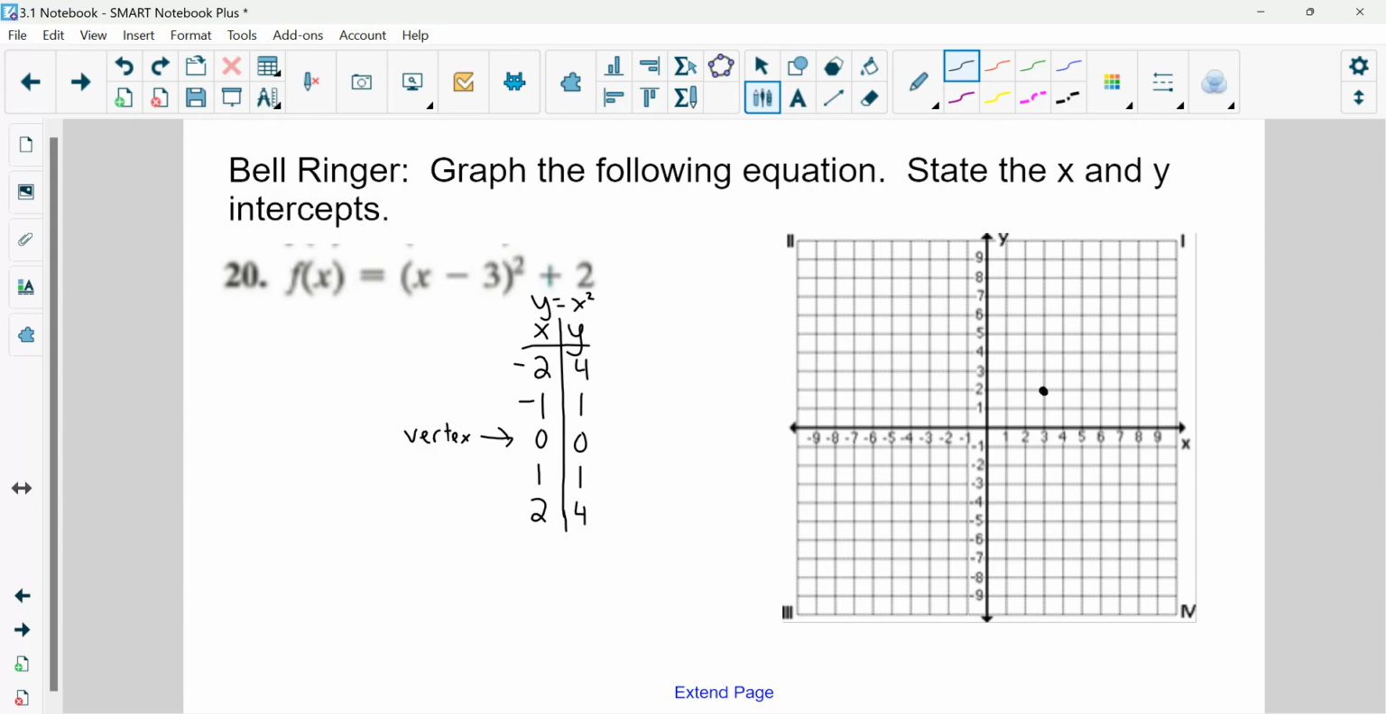So now this is like my new 0, 0, the new vertex. So I'm going to go left 1 and up 1 from that new vertex. The mirror image would be right 1 and up 1 from that vertex. And then I can go left 2 and up 4 from my new vertex, and then I can go right 2 and up 4 from my new vertex.